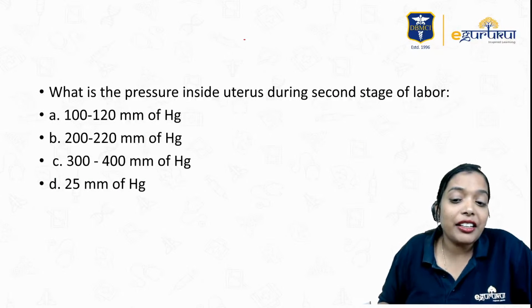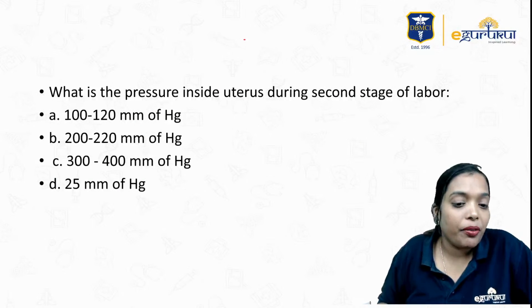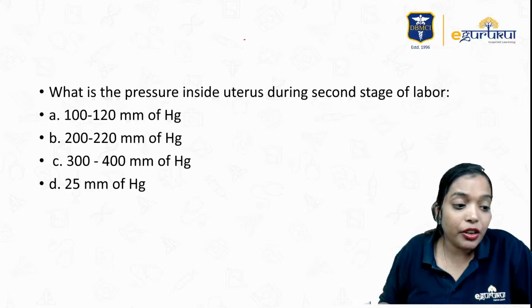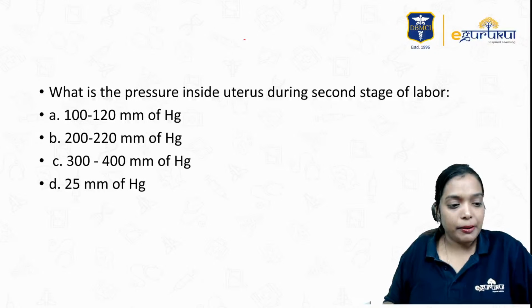What is the pressure inside the uterus during second stage of labor? 100 to 120, 200 to 220, 300 to 400, 25.